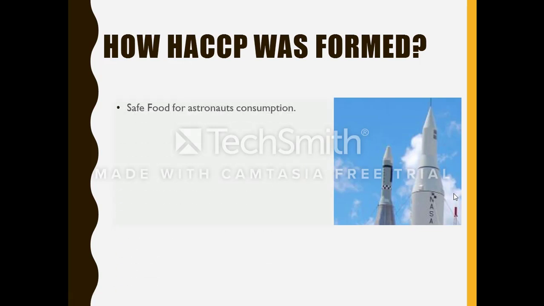Firstly, we're going to look at how HACCP was formed. HACCP aimed to provide safe food for astronauts before it was eaten. Previously, most food safety systems were based solely on testing a food sample after it had been produced.